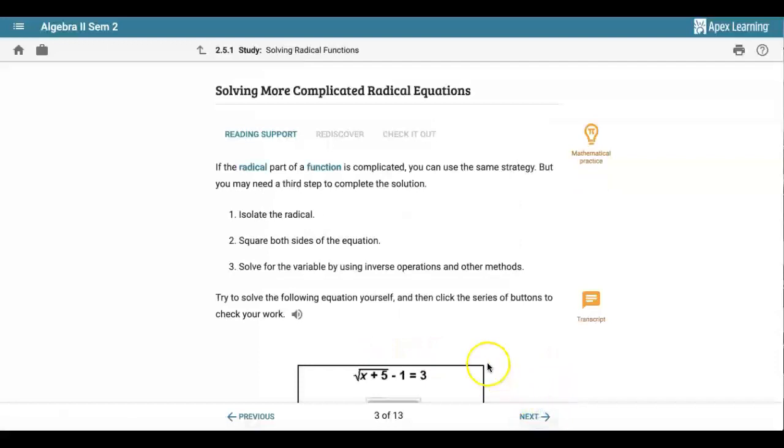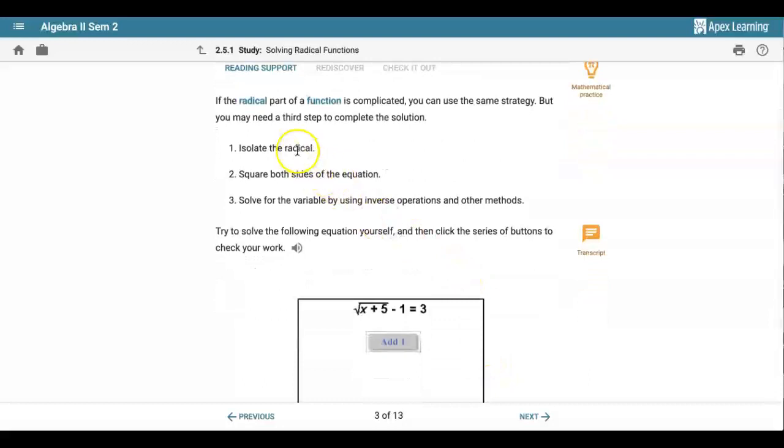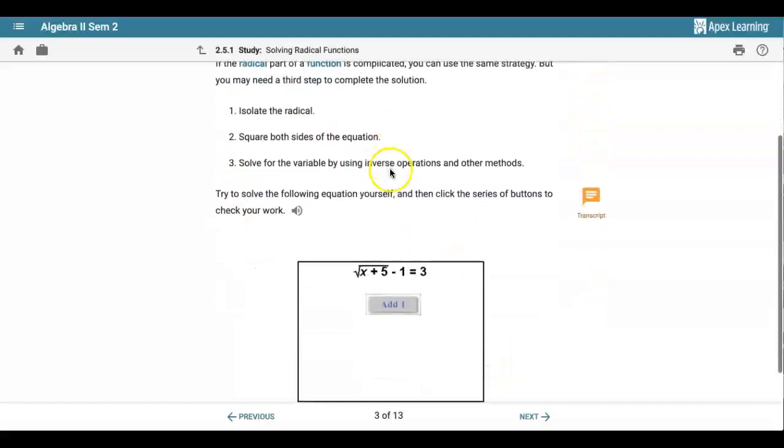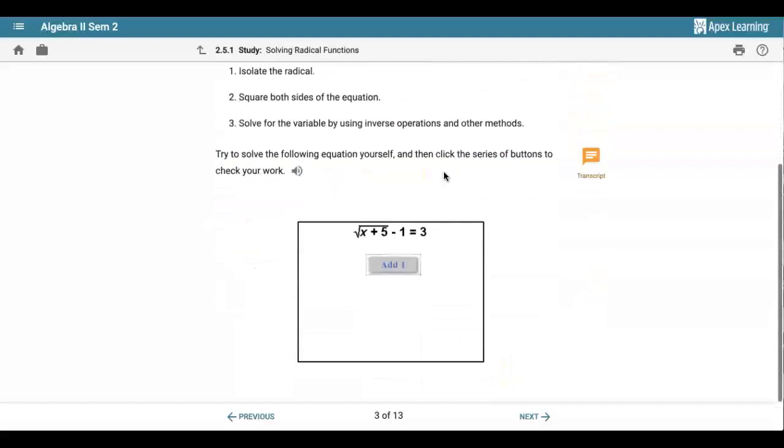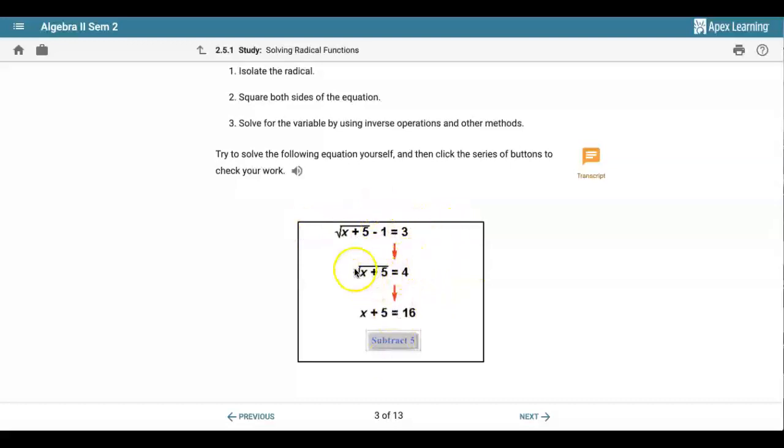All right. If it's a more complicated radical, we still do the first same two steps, isolate the radical, square both sides, but then obviously we add on this third step of solving for our variable. So what that looks like here is I've got to isolate my radical first by adding 1 to both sides. Now I've got the radical by itself, I'm going to square both sides. Squaring both sides gives me x plus 5 equals 16. And then obviously to get x by itself, we subtract 5 from both sides, so we're left with x equals 11. So same process for the first two steps and then just one additional step there.